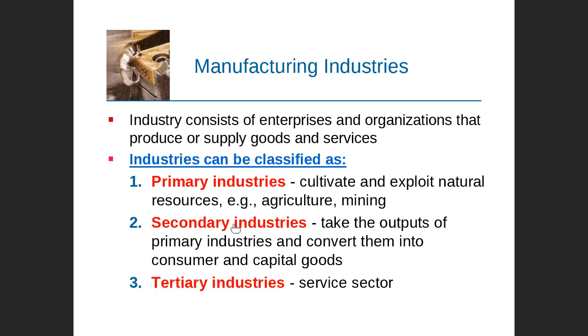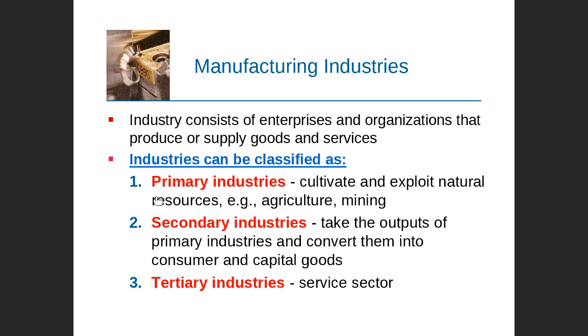The secondary industry uses the output of the primary industry to convert it into consumer and capital products. Tertiary is service. What does that mean? Primary industry cultivates the natural resources. What are the natural resources? I'll give you an example.